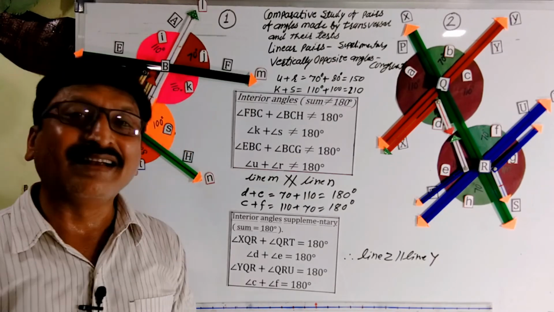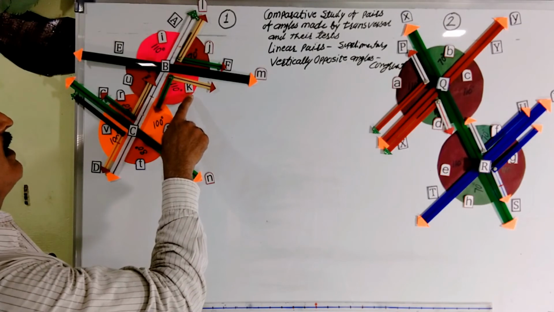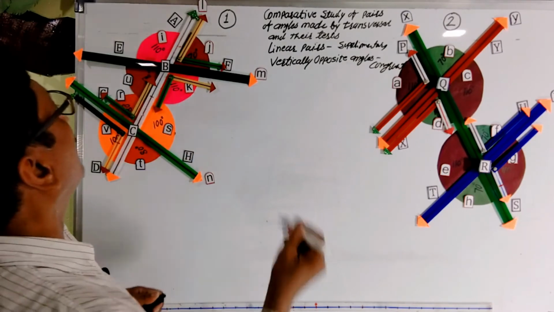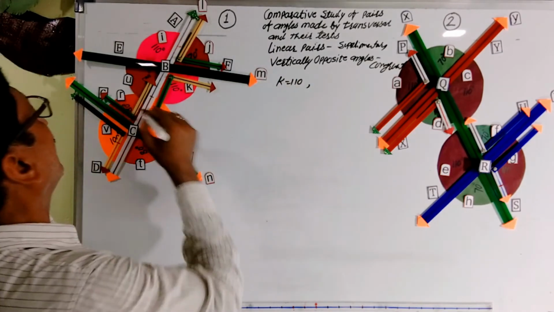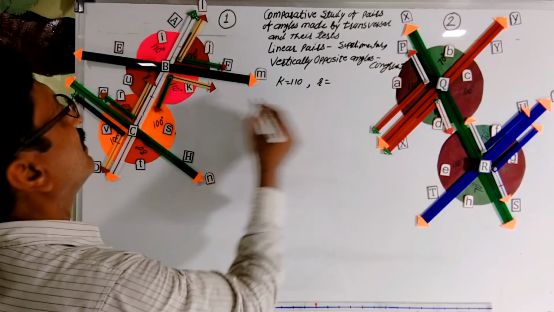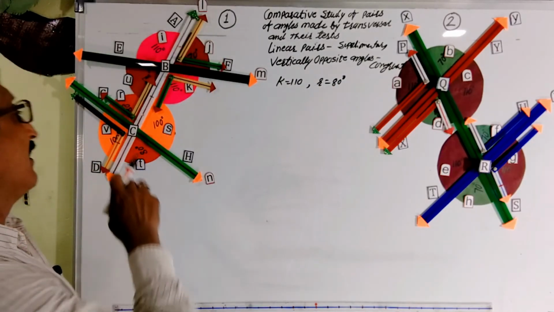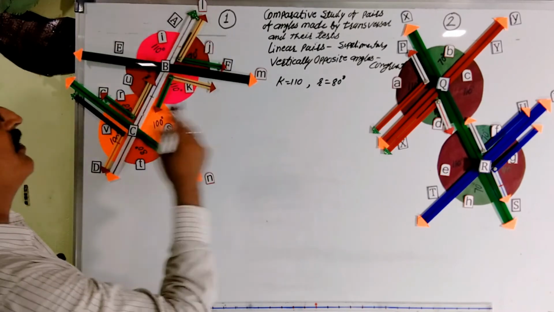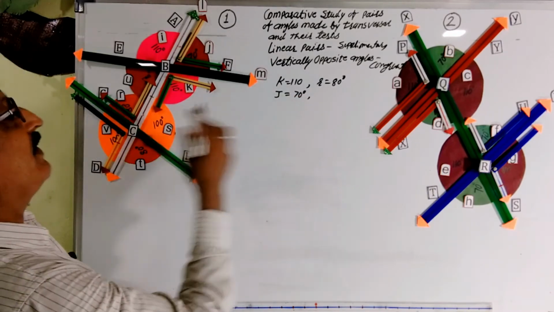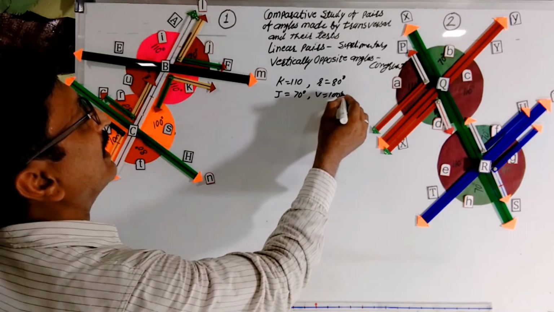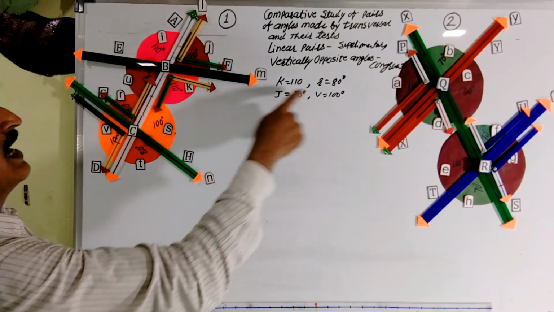Now we will see alternate angles. The interior alternate angles. What are the alternate angles here? Angle K and angle R. What is the measure of angle K? It is 110, and the measure of angle R is 80 degrees. Similarly, exterior alternate angles, see, this is J and this is V. Angle J is 70 degrees, and angle V is 100 degrees. Are they equal? No.